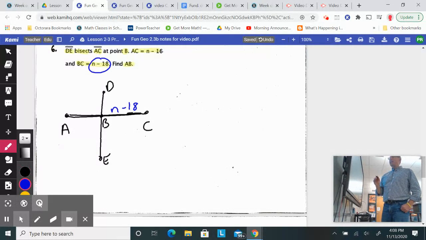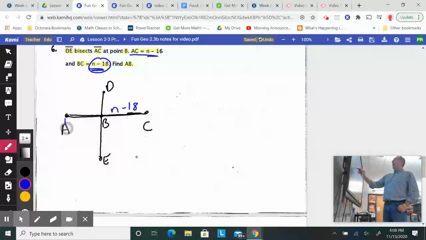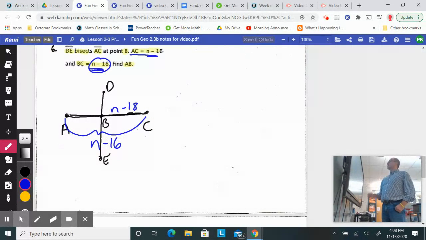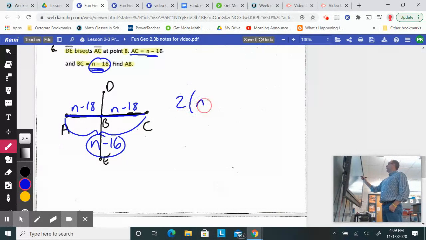So let me label what else we know. I know that from B to C is n minus 18, like it says up here. It also tells me the total distance from A all the way to C is n minus 16. Remember, like the last problem, B is right in the middle of A to C, so this distance, B to C, has to be the same as A to B. This has to be the same as B to C, which is n minus 18. And all I've got to do is add those two together, AB and BC. It should equal the whole distance of n minus 16.